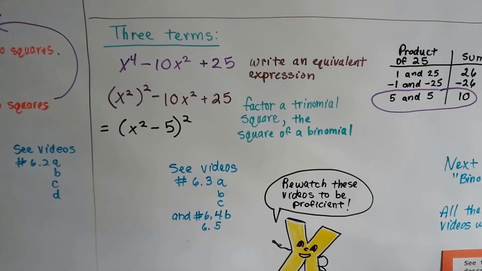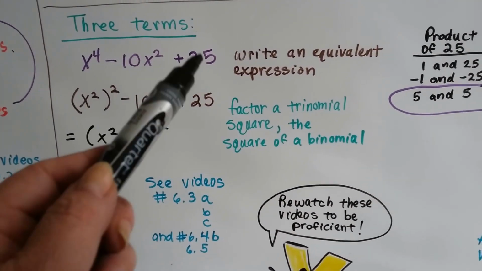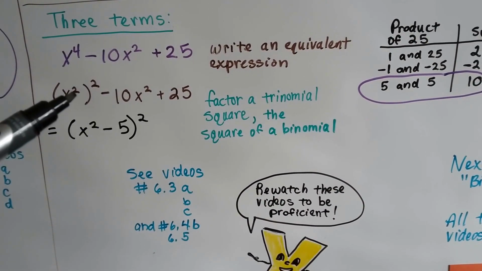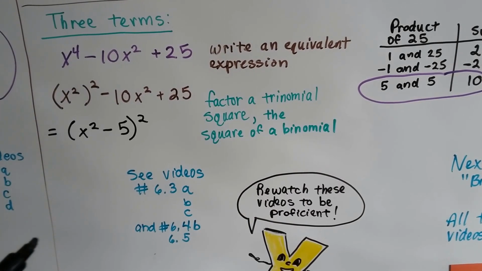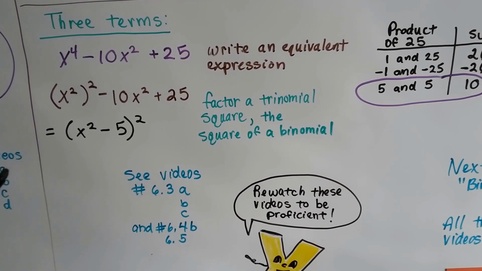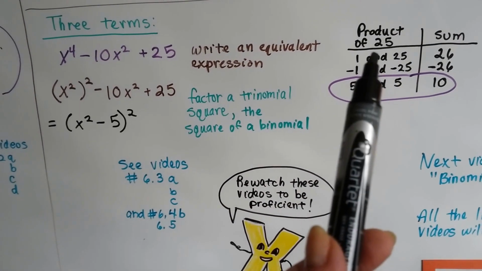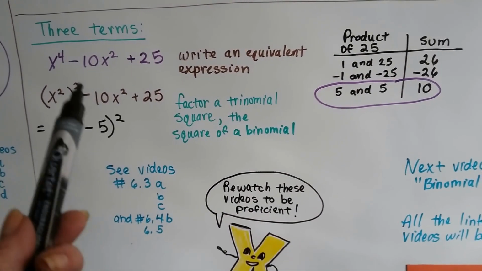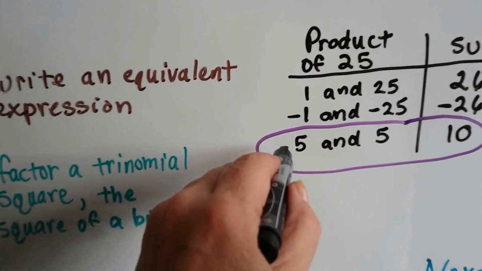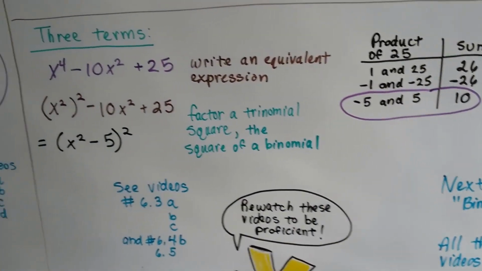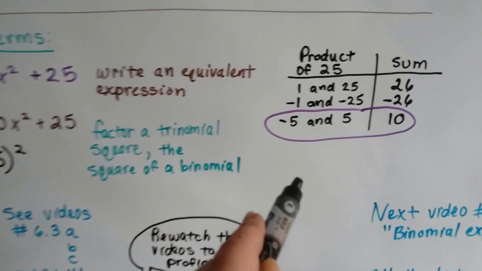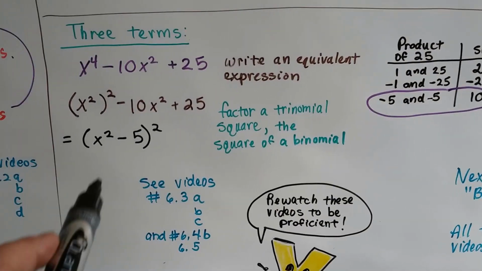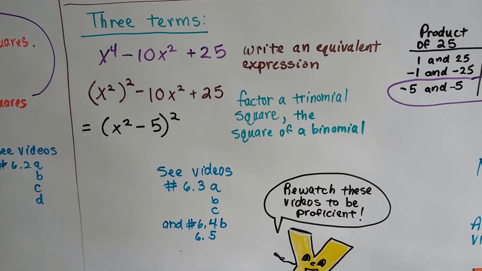Now, let's look at 3 terms. If we've got 3 terms, 1, 2, 3, we can write an equivalent expression like this: x to the 4th power can be x squared squared, see? And we can factor a trinomial square, the square of a binomial. We can find the product of 25 that is going to have the sum of negative 10. See? It's got to be a negative 10, right? So it's going to be a negative 5, right? And if we multiply a negative 5 and a negative 5, we get the positive 25, right? But we'll get a negative 10 when we add them. So we end up with x squared minus 5, and the whole thing is squared.